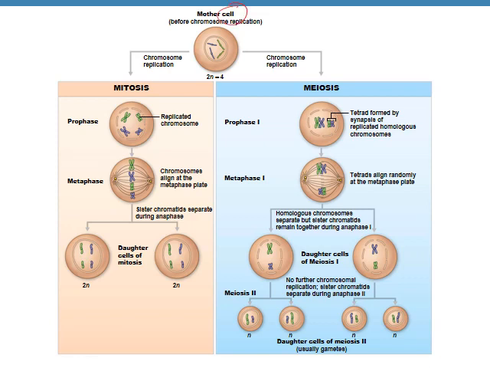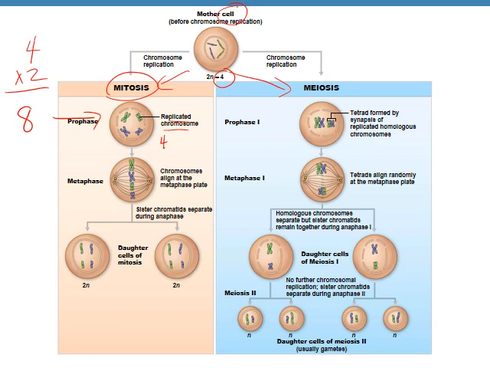Okay, we're going to look at a cell, and we're going to see what it does if it goes through mitosis versus meiosis. So here in mitosis, we're going to start off with a cell that has 4 chromosomes. So we have 4 chromosomes. We're going to duplicate them. We're going to copy them. So now we have 8. So you should be able to count up these, and you should see we have 8.